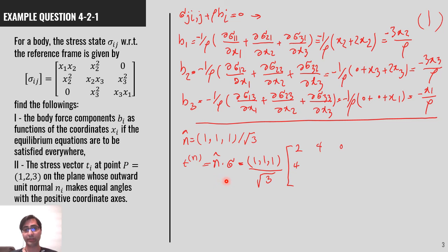T from Cauchy stress formula is n dot sigma, normal dot the stress tensor. Calculating the stress tensor for point P with coordinates (1, 2, 3) gives us 2, 4, 0; 4, 6, 9; 0, 9, 3. And doing the multiplication gives us the traction vector to be (6, 19, 12) divided by square root of 3 Pascal. That's the answer to the second part of the question.